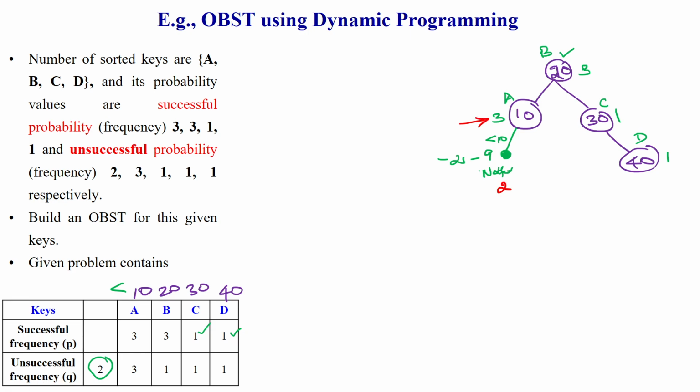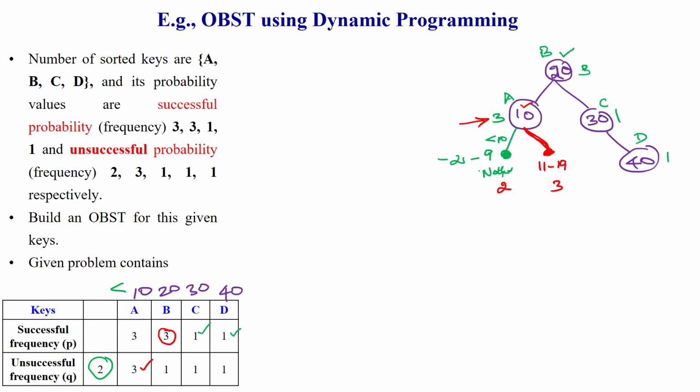Then for 11 to 19, because 20 is available here as successful, for 11 to 19 we will get another null value. As per the binary search tree concept, the right subtree should be greater than the root node. So here the root is 10, and 11 to 19 is the right subtree. For finding this one we have the frequency 3. Then for finding 20 we get the successful frequency 3.